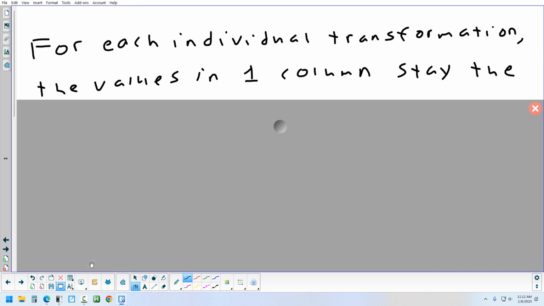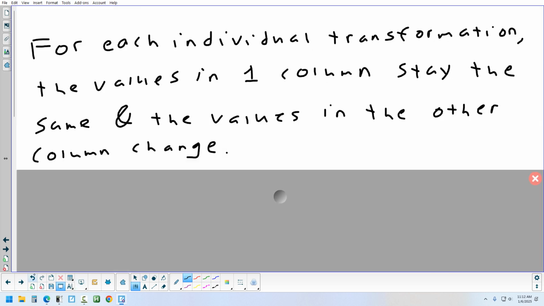Because we're going to do 1 transformation at a time, for now, when you're using those tables, 1 column will change and 1 column will stay the same, because you're only doing 1 transformation. You can't affect the x's and the y's with just 1 transformation. When we start doing multi-transformation problems, like shifting up and left at the same time, then this won't be true anymore. You could change the x's and the y's at the same time. But we definitely will not get to that.